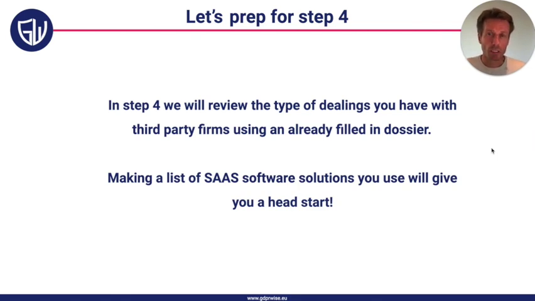And so third parties to you might be, for example, your accountant, and you share your invoices with the accountant, and as a result, the personal data within. But equally, you might be using online software, and you input personal data on their platform, and as a result, you share data with these guys. So if you wanted a head start for step 4, why don't you make a list of those SaaS software solutions you use?